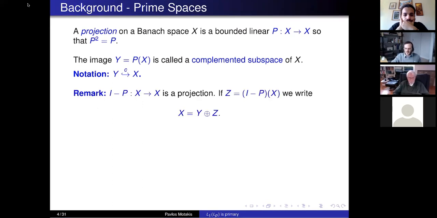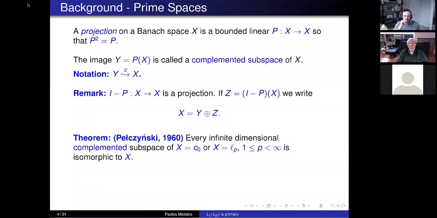Whenever we have a projection, an elementary remark is that the identity operator minus said projection is a projection as well. If we call Z, I'm having trouble saying Z now because I moved to Canada recently, I'm more inclined to say Zed. So if Z is the image of the complementary projection, so P is the projection and identity minus P is the complementary projection, then we write that X is the direct sum of Y plus Z. This means that there is a projection P so that Y is the image of P and Z is the image of I minus P.